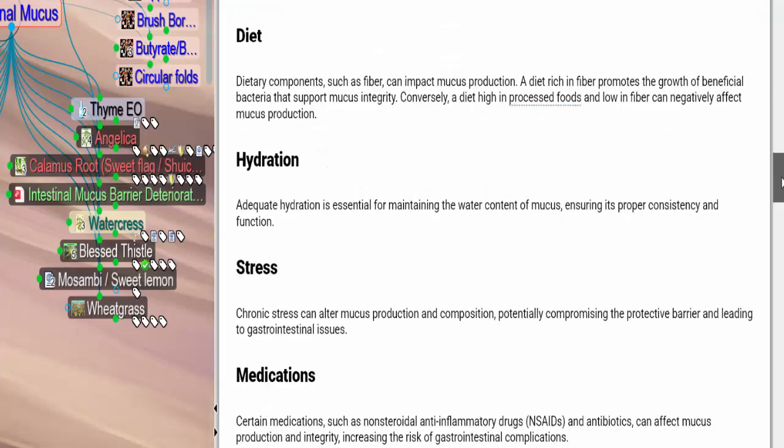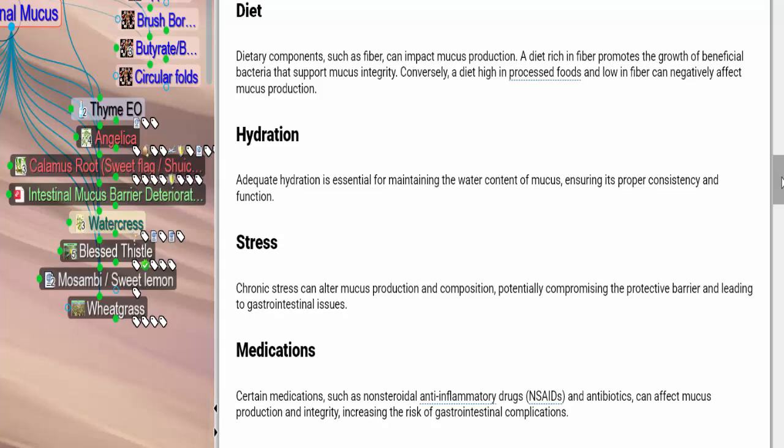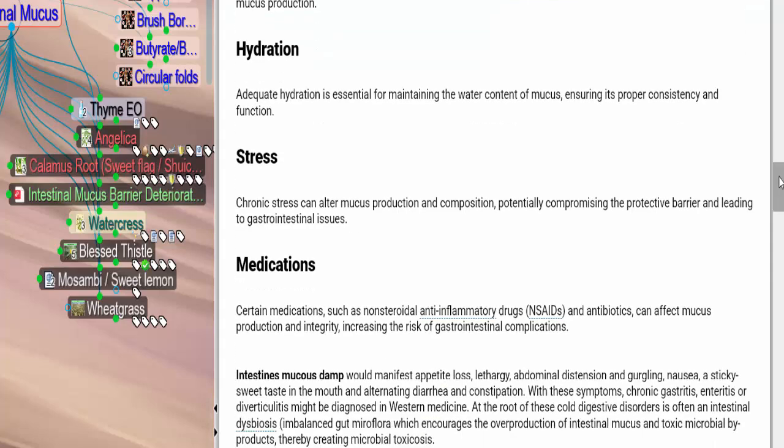First of all, diet, of course. Food is medicine. Dietary components, such as fiber, impact mucus production. A diet rich in fiber promotes the growth of beneficial bacteria that support mucus integrity. However, a diet high in processed foods and low in fiber negatively affects mucus production. We come back to hydration. Adequate hydration is essential to maintain the water content.